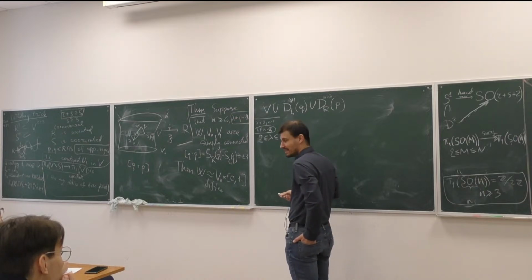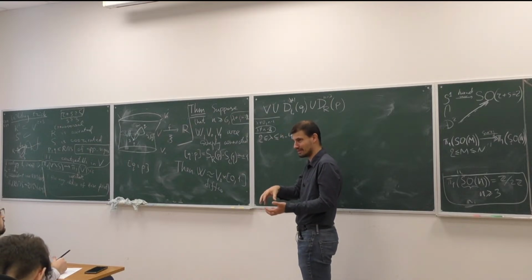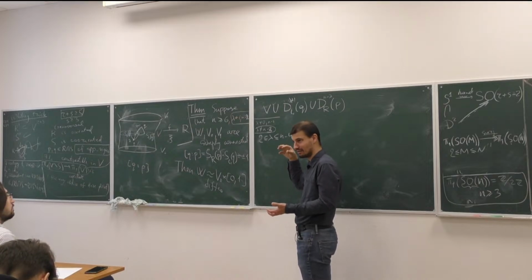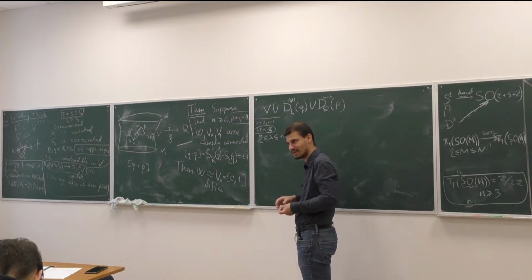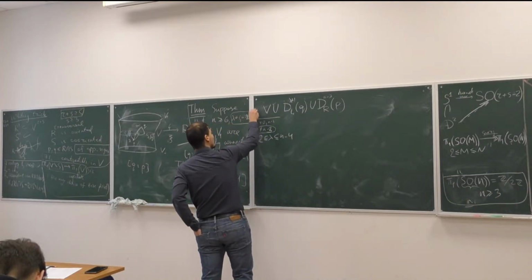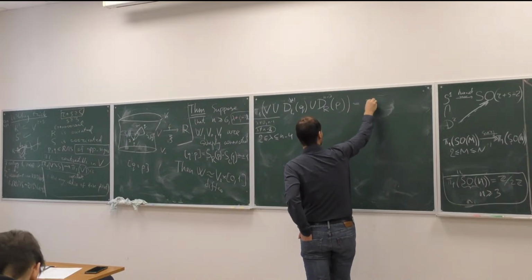So, what can we say? We know very well that if we attach to a space any cells of dimension at least 3, then we do not change the fundamental group. The fundamental group doesn't change when we attach cells of dimension 3 or 5. So we know that the fundamental group of this space is the same as the fundamental group of V.